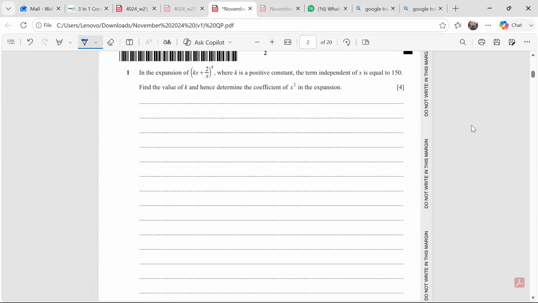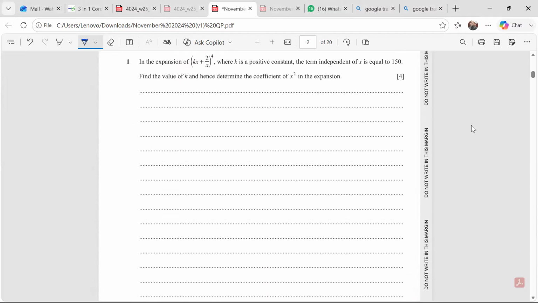The first question is that in the expansion of this expression, k is a positive constant, and the term independent of x is equal to 150. So find the value of k. Okay, and then there's another part.